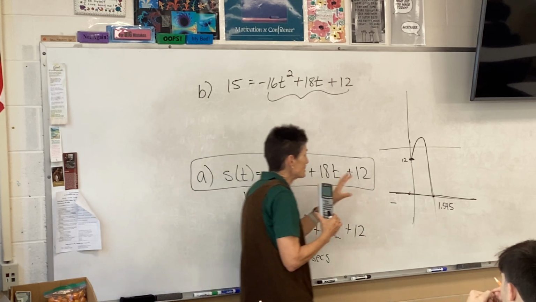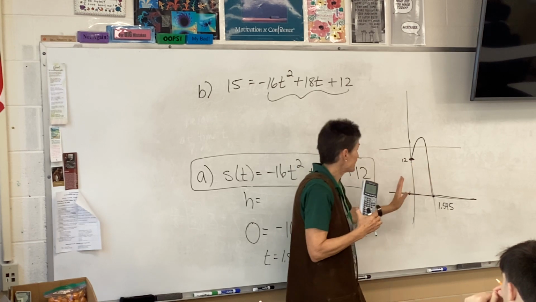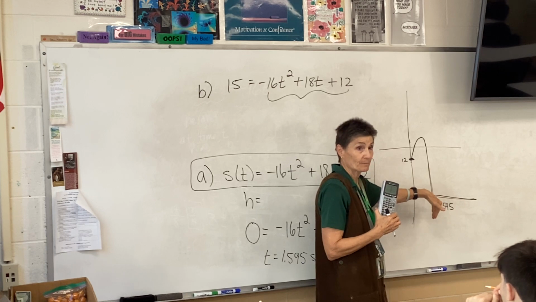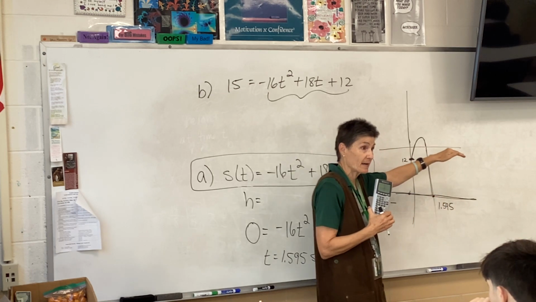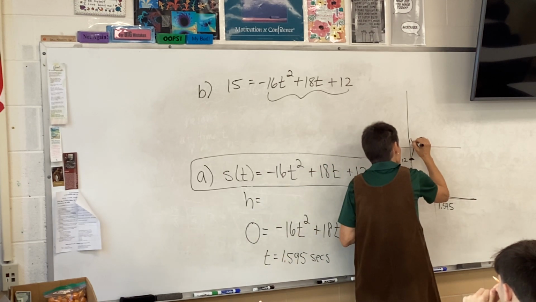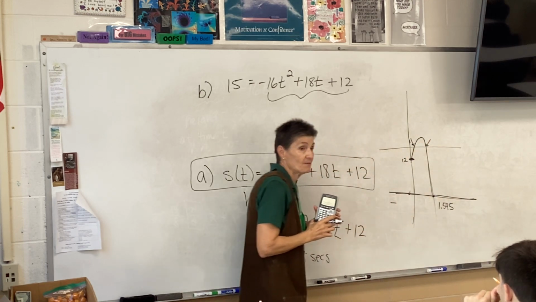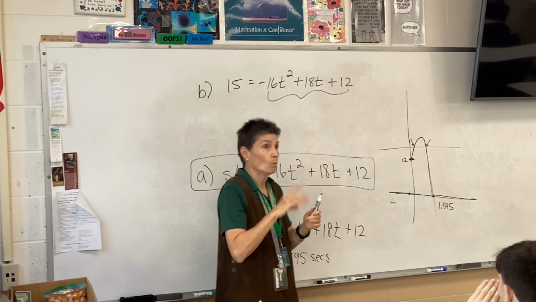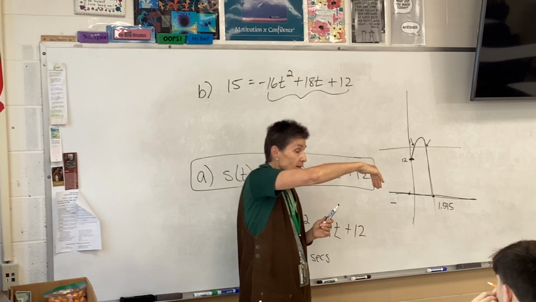Now you should see something that looks like this. You should see your parabola, only now you see the whole thing, and you should see this line coming across if you set it up like I told you to. These 2 points are where the ball is 15 feet above the ground. Would you agree with me? So once on the way up, it's 15 high, and then once on the way down.